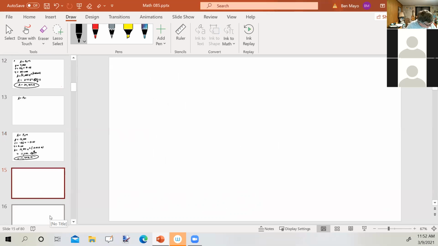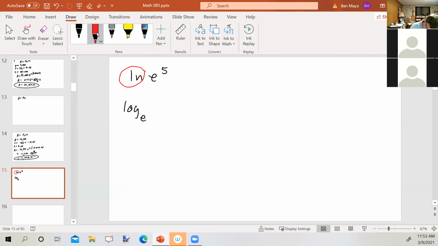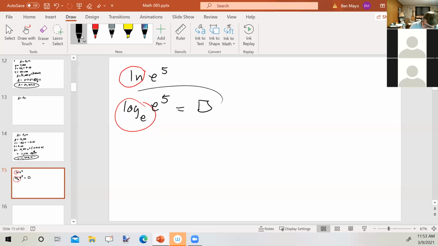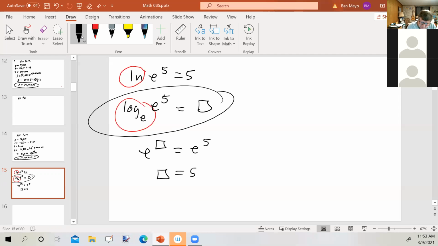Okay, now it says evaluate each expression without using a calculator. The natural log of e to the 5th power. Now recall that the natural log is the same thing as log base e. So what we have is log base e of e to the 5th power. The base of the log is e, and the base of the exponential expression is also e. So this is equal to something. Changing this logarithmic equation into an exponential equation, we get e to the box equals e to the 5th power. So the box equals 5. So the natural log of e to the 5th is 5. Any questions about that? No.